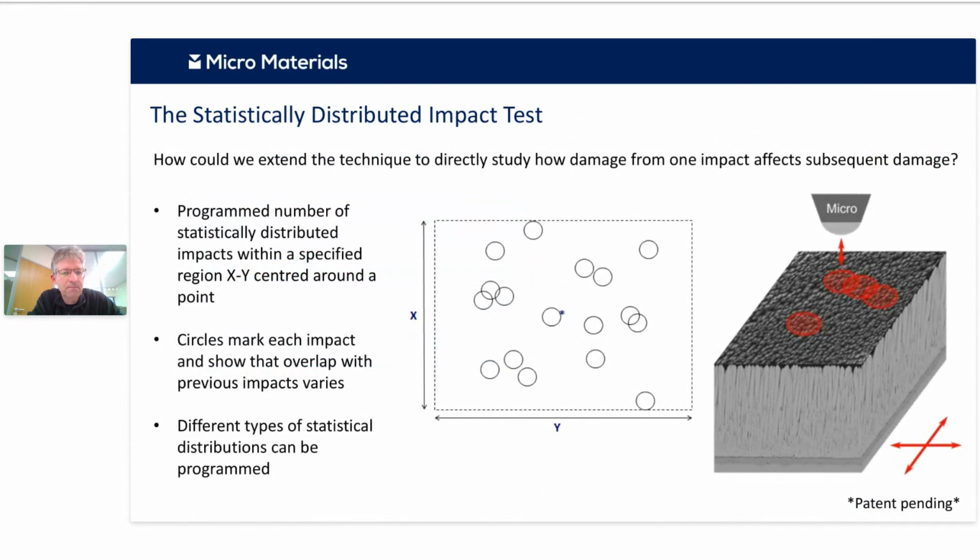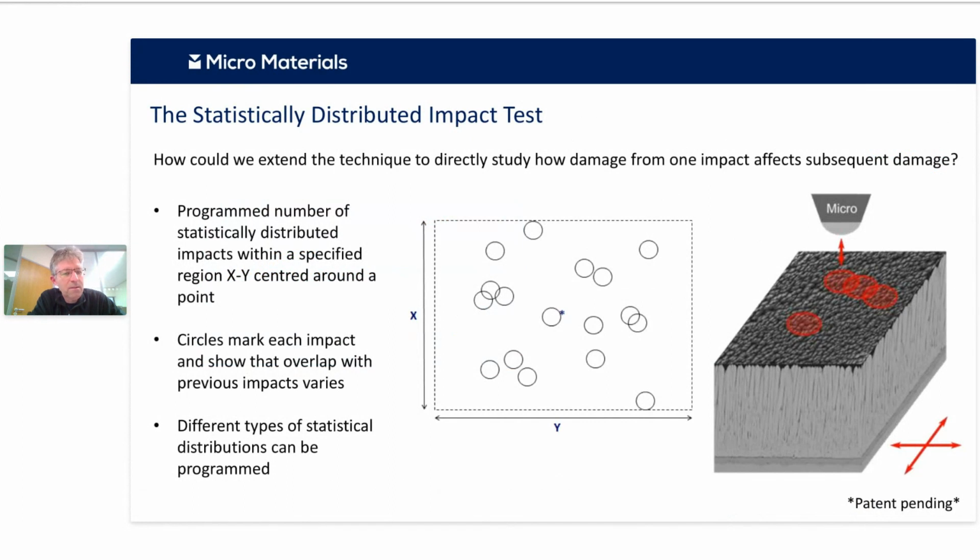erosion situation. So in a real erosive situation, there are discrete events happening at different locations on the surface. So the damage from one impact is affecting the damage later on. So there's a damage accumulation in the materials in the surface.